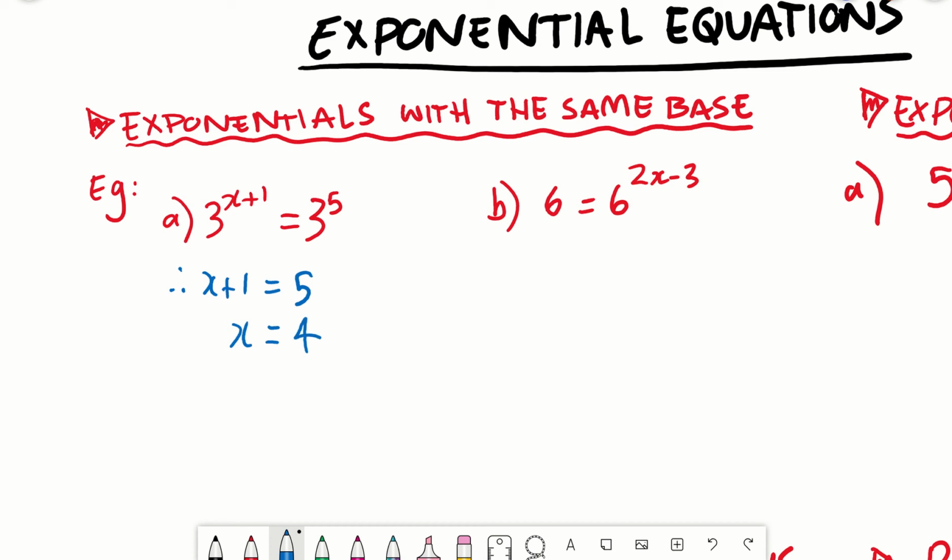And then you can substitute it in. If I substitute it in where x is, I get 3 to the power of 4 plus 1. Does that equal 3 to the power of 5? Yes, it does. So these ones are nice and straightforward.